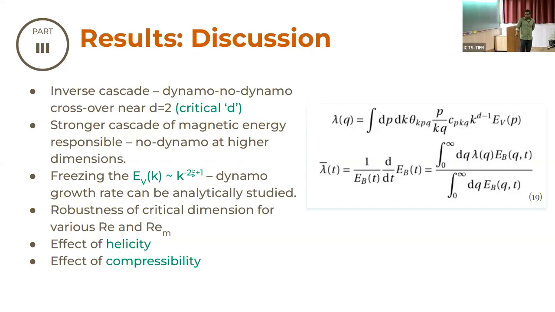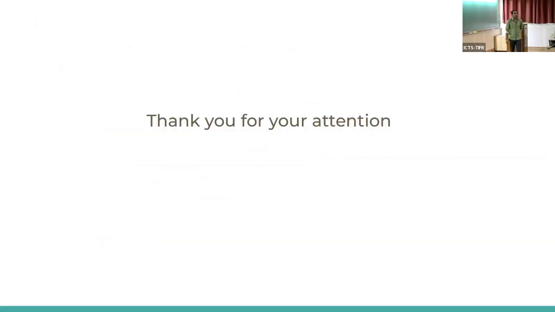And so I'll stop at it, but for future work, this model is robust, and one can study the compressibility effects, and I can introduce the helicity into the problem and see how these two parameters affect the resistance of dynamo across different dimensions. And yeah, I'll be happy to take questions.